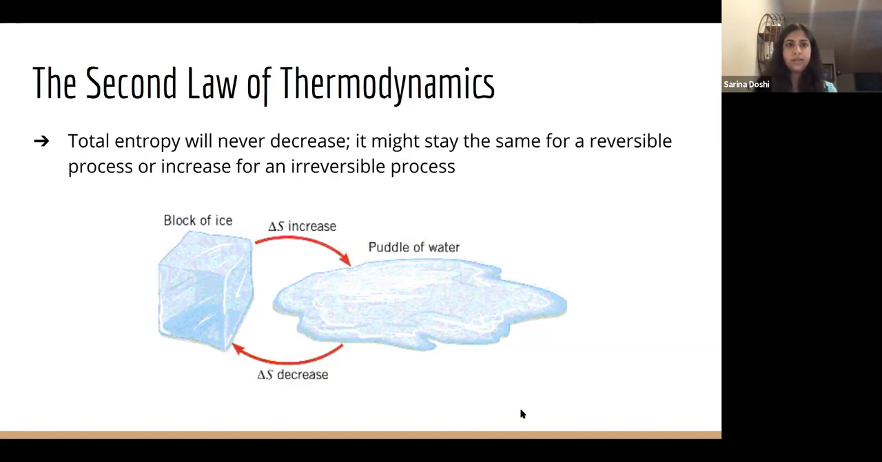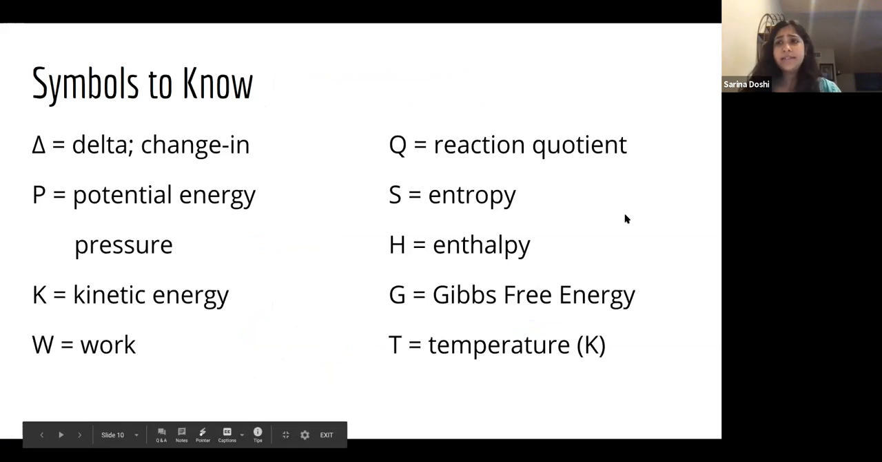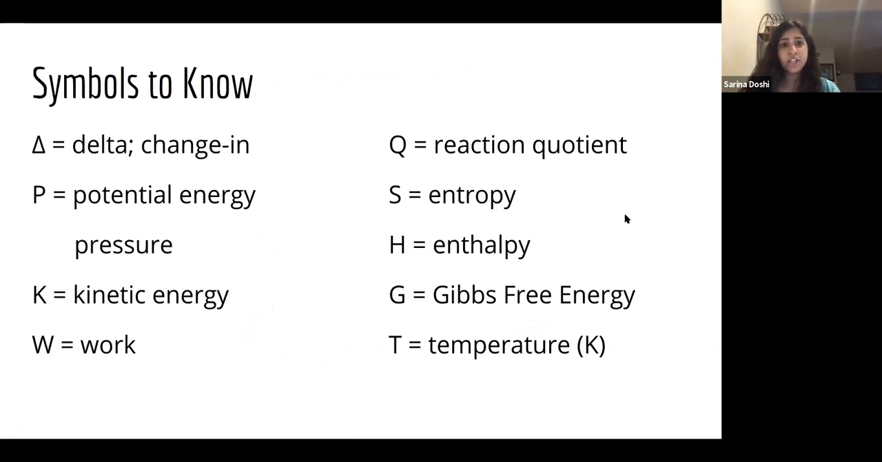Okay, I'm going to keep going. So here are some symbols to know. First up, we have the delta symbol. Delta means a change in. So we just use it as delta S. Delta S is the change in entropy. Delta will be applied in front of most of these symbols to show a change in, but I didn't bother putting it in front of every symbol because that's just a waste when I could tell you what delta means.